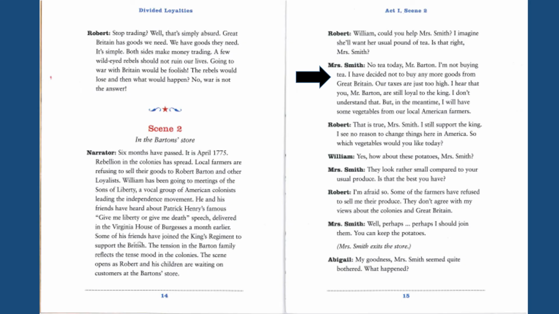I hear that you, Mr. Barton, are still loyal to the king. I don't understand that. But in the meantime, I will have some vegetables from our local American farmers. That's true, Mrs. Smith. I still support the king. I see no reason to change things here in America. So, which vegetables would you like today? Yes, how about these potatoes, Mrs. Smith? They look rather small compared to your usual produce. Is that the best you have?